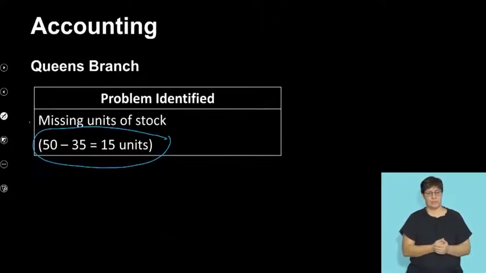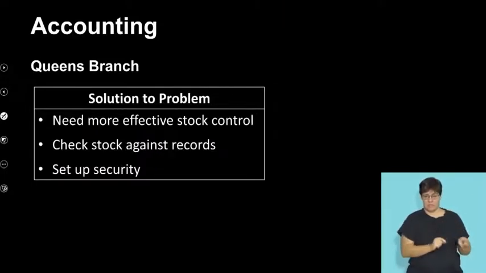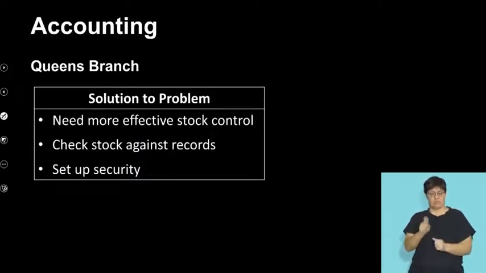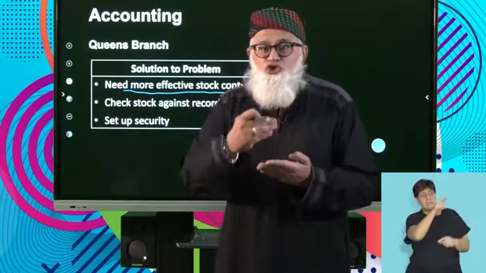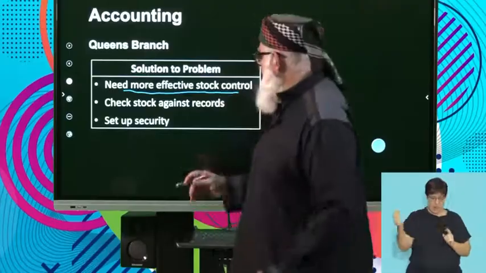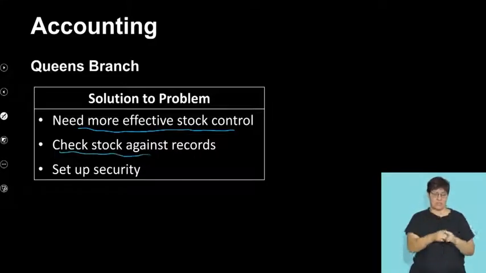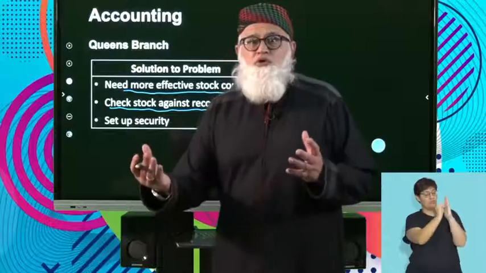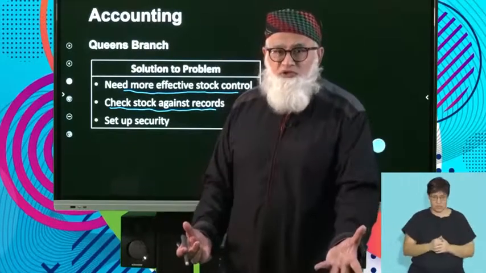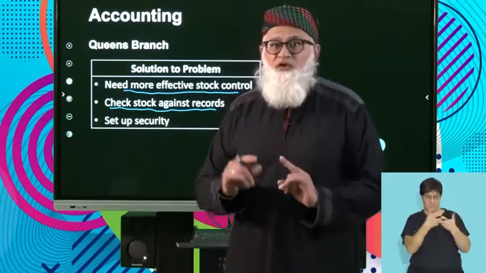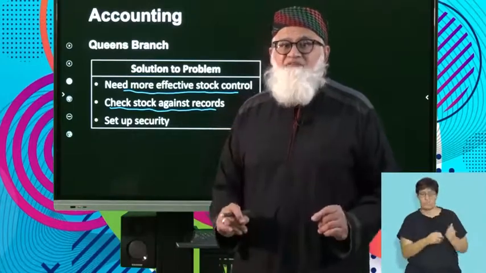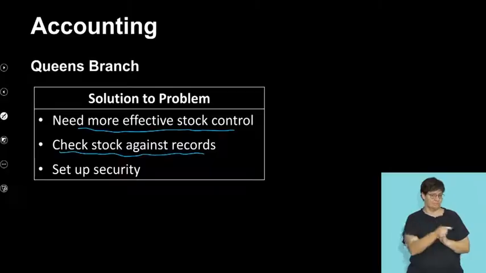Right. Once we've identified the problem, we now have to offer a solution to the problem. What is the solution? Number one, we need more effective stock control. In other words, the business needs to ensure that there is stock control. Number two, check against stock records. In other words, check if these are the number of units that I've bought, these are the units that I've sold, clearly the two should match, and therefore, if they are not matching, definitely we have a challenge in that business. Set up security, very important.